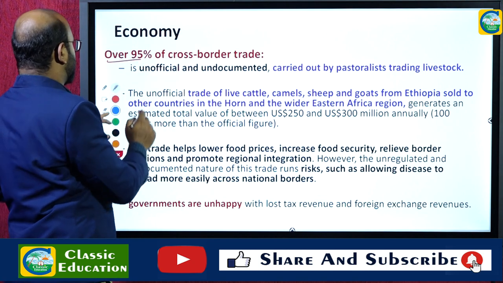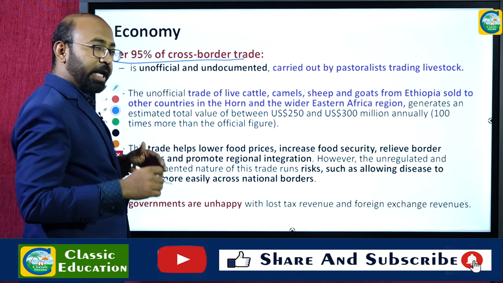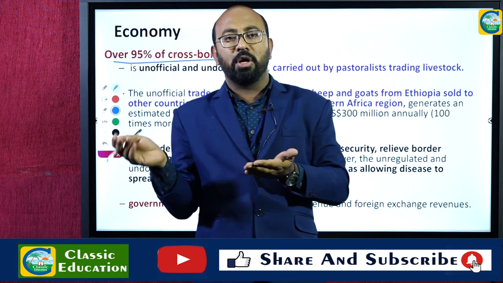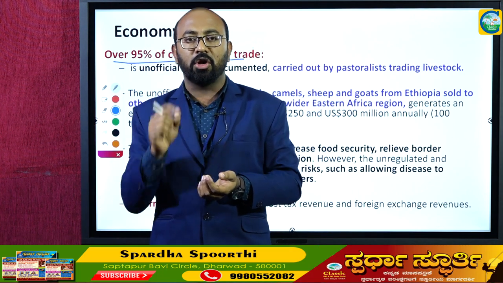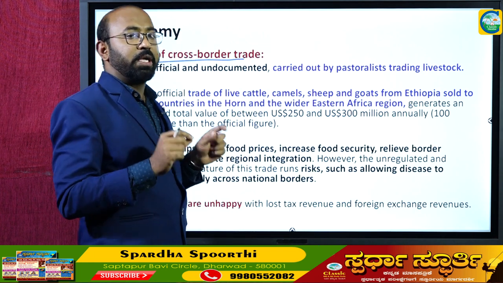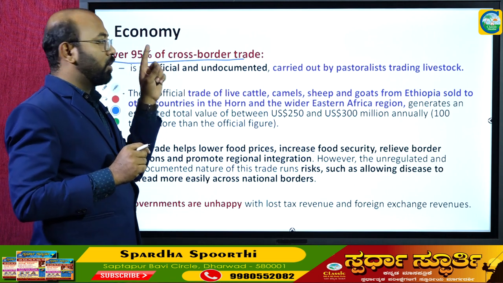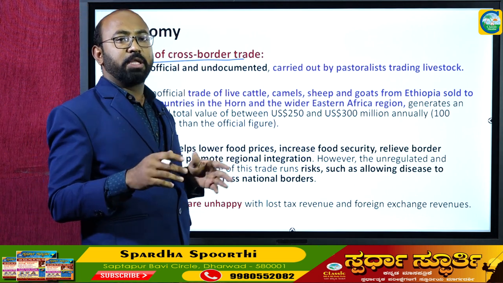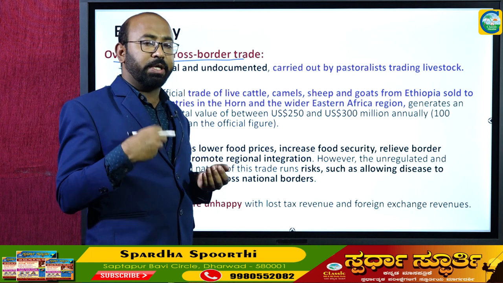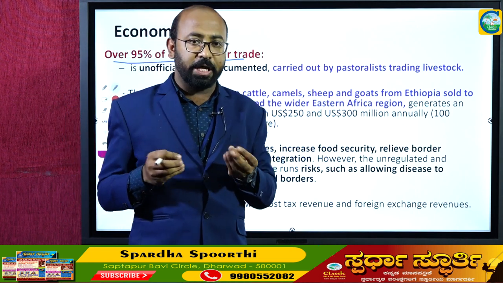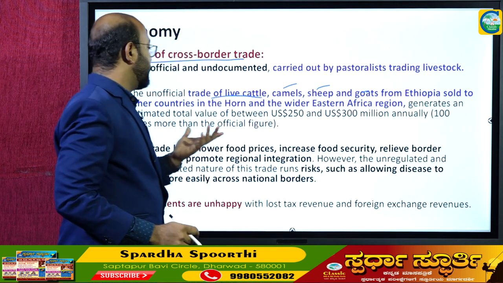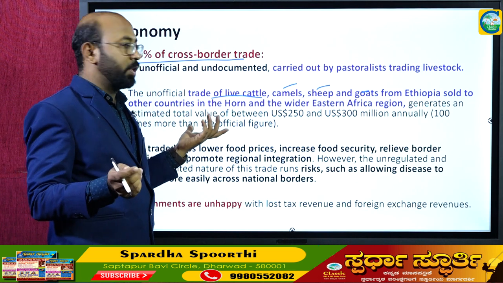Over 95% of the cross-border trade takes place unofficially. That means the trade which is taking place between the borders of the different countries is not documented properly. This trade is not recognized by the governments in the region. Okay, that means it is unofficial and undocumented trade which is being carried out by the people in the local region. Okay, what kind of trading takes place here? The trading takes place especially in animals, like cattle, camels, sheep, and goats. Okay, they are exchanged between the countries.